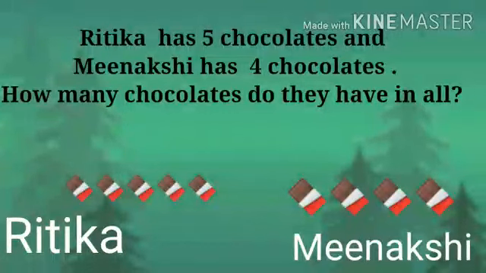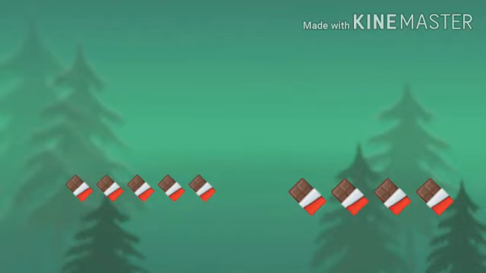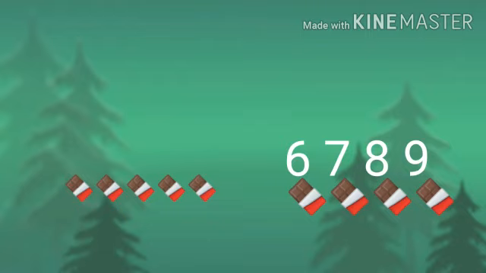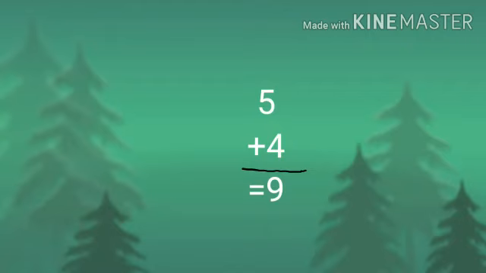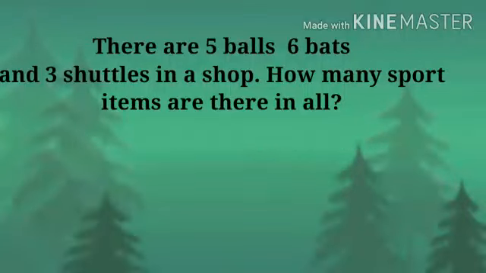It means total number of chocolates. So we have to add all the chocolates. Let us count. Okay. 1, 2, 3, 4, 5, 6, 7, 8, 9. So 5 plus 4 is equal to 9. So the answer is they have 9 chocolates in all. Next word problem. There are 5 balls, 6 bats and 3 shuttles in a shop. How many sport items are there in all?